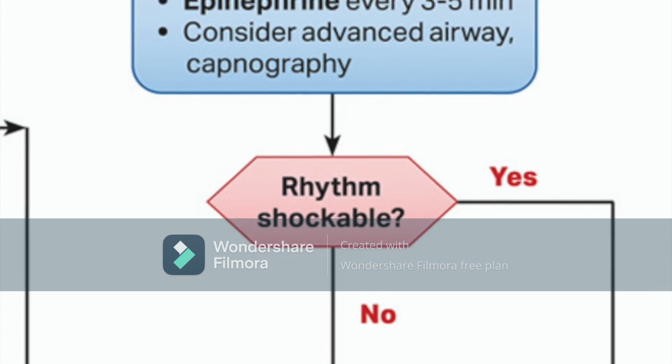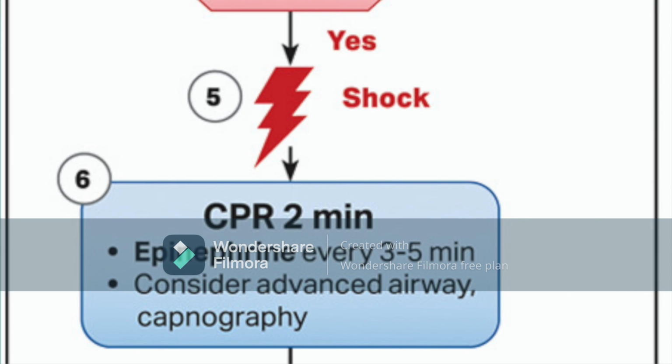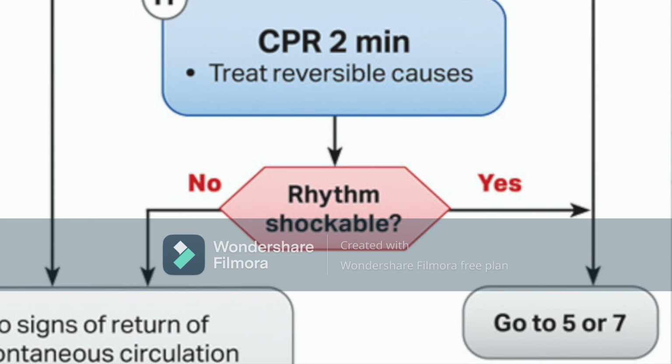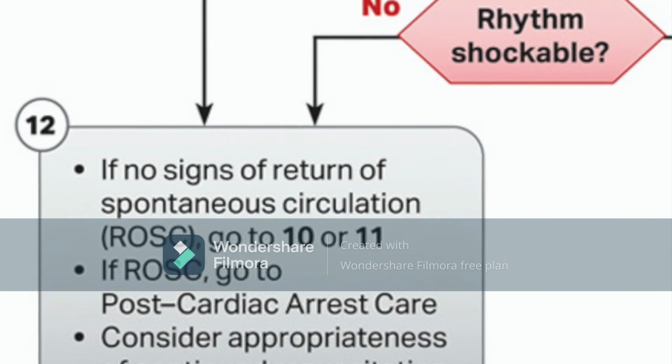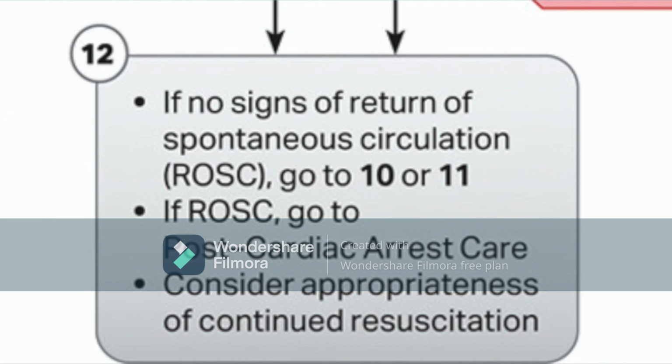If yes, we then proceed to box 5 which is to perform the defibrillation to the patient. If not, then we perform CPR again and treat reversible causes. We then check whether the pulse rhythm is shockable or not, and then if no signs of return of spontaneous circulation or ROSC, then we proceed in box 10 or 11, which is to perform again the CPR to the patient. If ROSC, go to post-cardiac arrest care, we then consider the appropriateness of continued resuscitation.